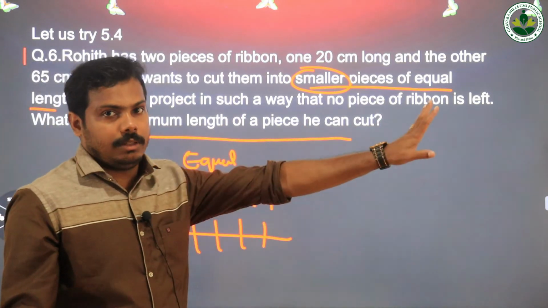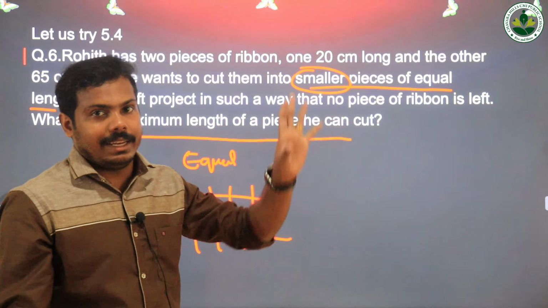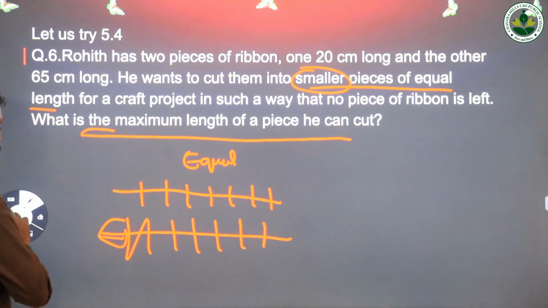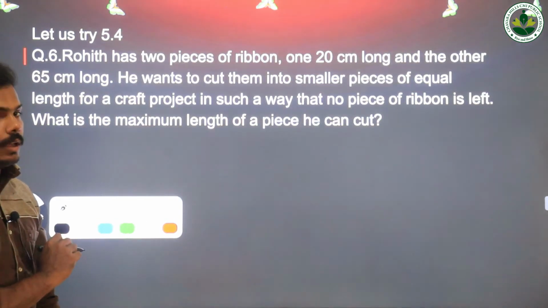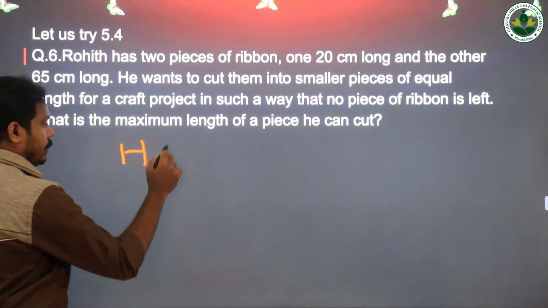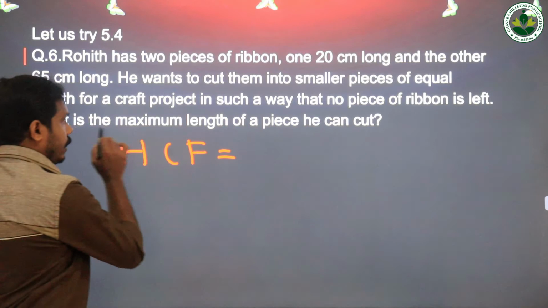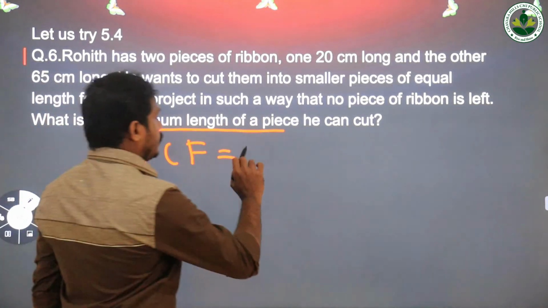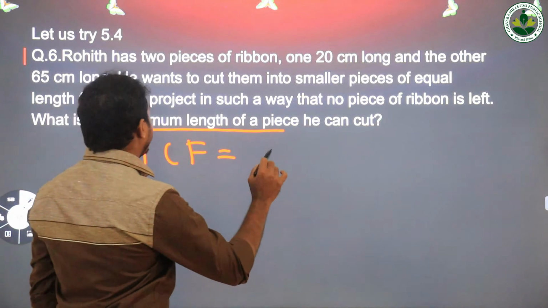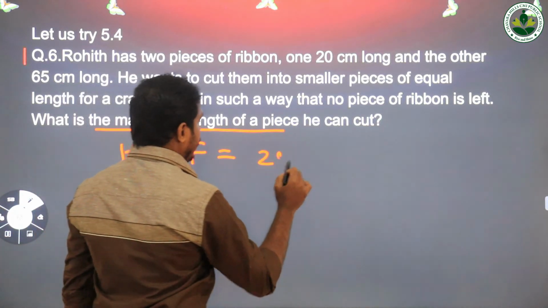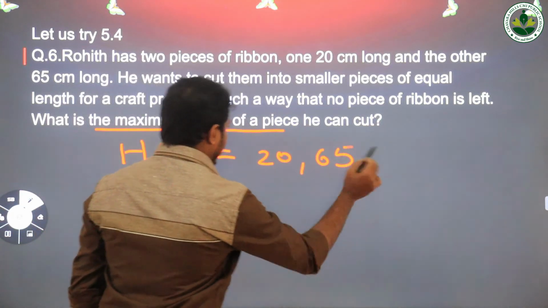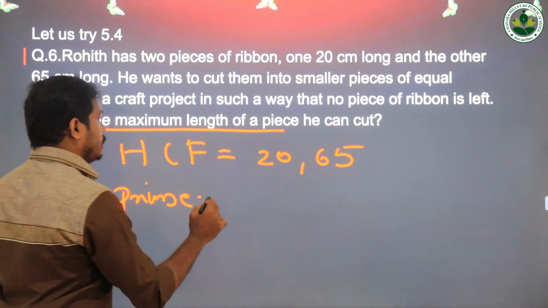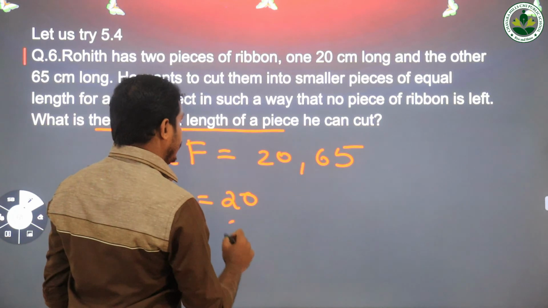Equal means we didn't get any remainder, and we need to find the maximum length. For that we use the highest common factor. Here we need to find the maximum length, that means highest common factor. For that we need to find the HCF of 20 and 65. For that, find the prime factorization of 20 and 65.